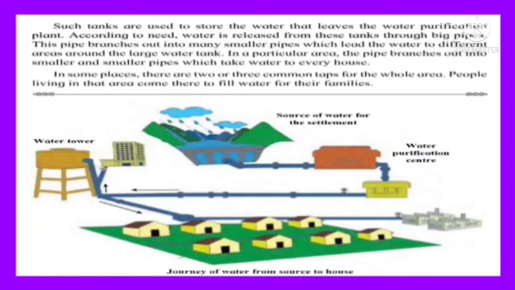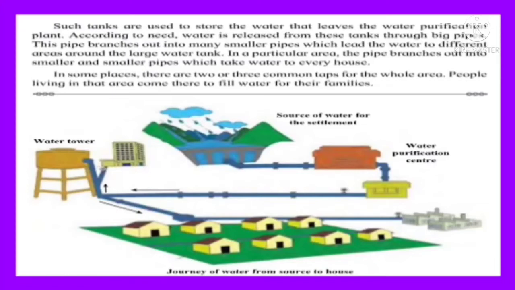So now you can see the water is there in a source. It is stored in a big tank, okay, and from there water leaves. The water is purified because water is unclean, right? It is not safe for drinking, and so there is a purification plant center where they purify the water, that means water is made clean over there, right? From there the water is released through big pipes, and the big pipes branch out into smaller pipes which lead the water to different areas.